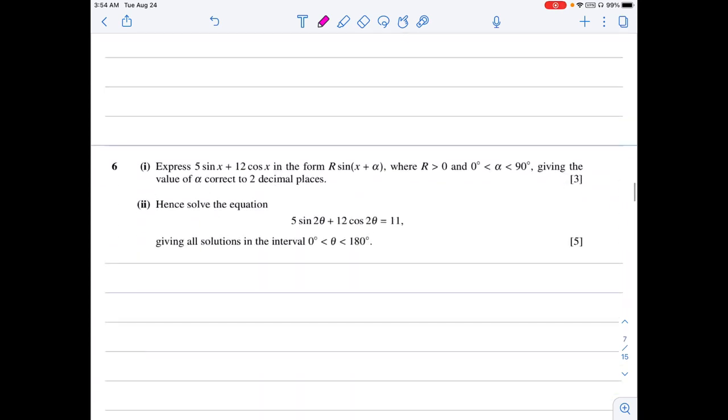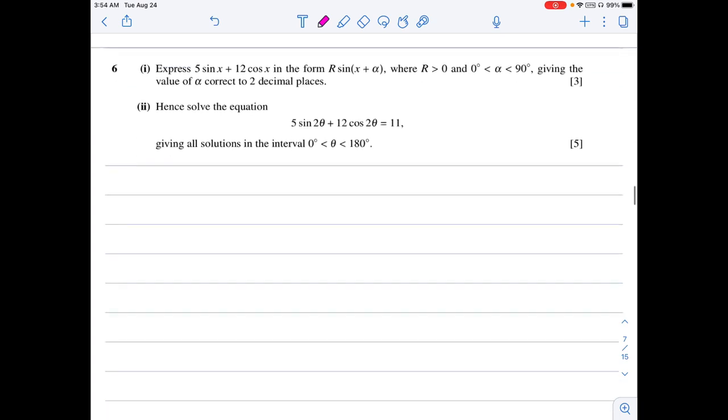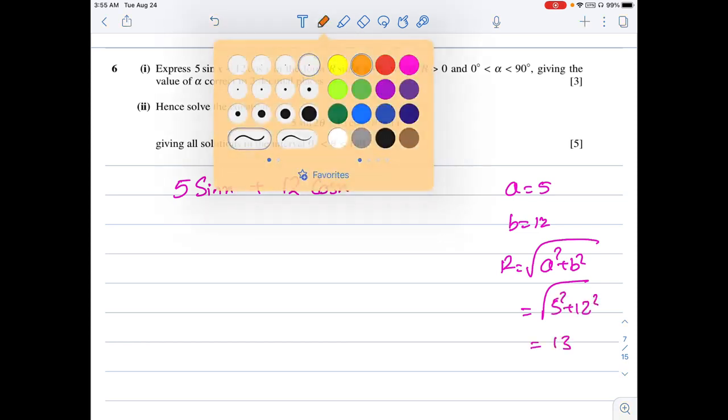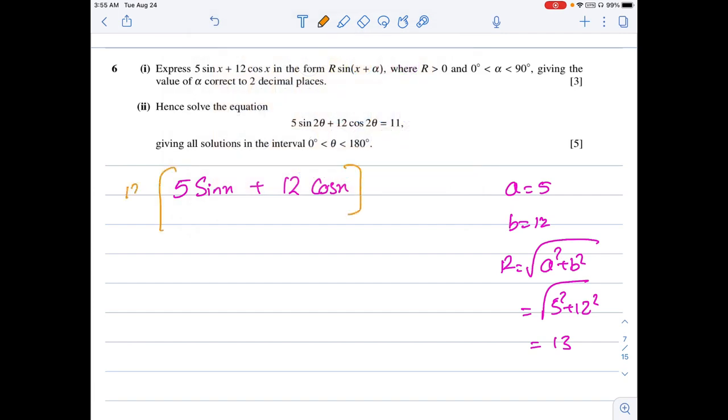Question number 6. Express 5 sin x plus 12 cos x in the form r sin x plus alpha. So a is equal to 5, b is equal to 12, so r is equal to square root of a square plus b square, which is 5 square plus 12 square, which is nothing but 13. So what am I going to do? Multiply and divide by 13.